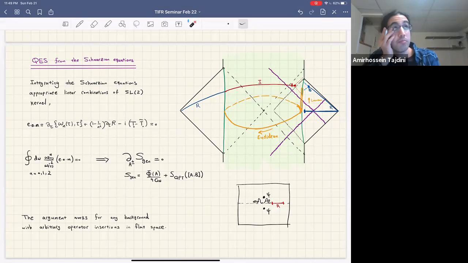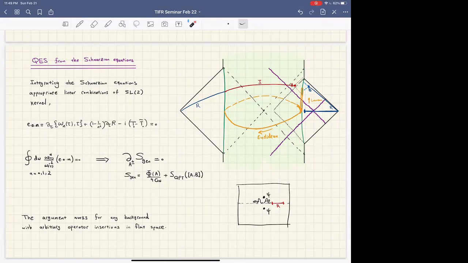Yeah, I mean, if I'm not mistaken, for the case of one interval, you will be in the OPE limit right after the shock. Right. Okay. Thanks.